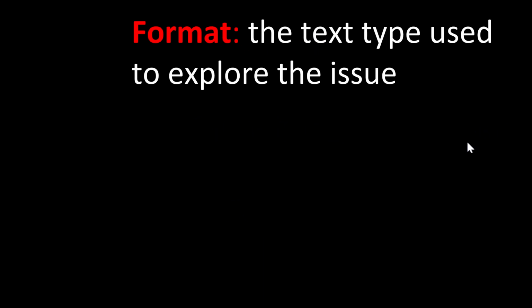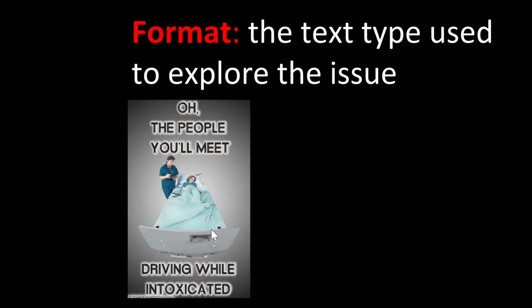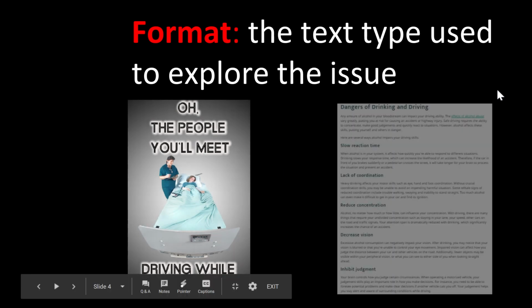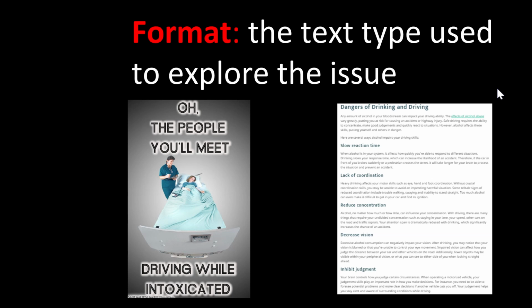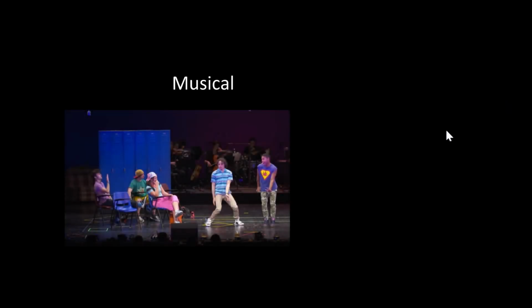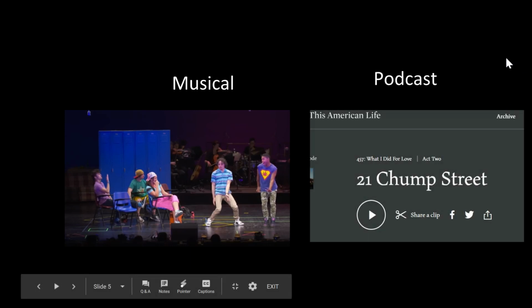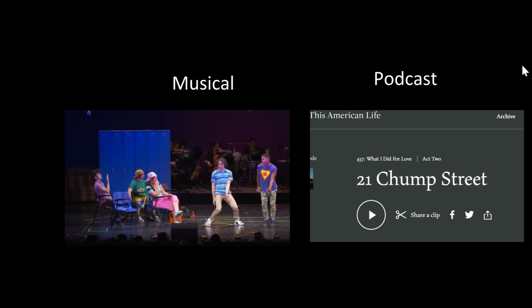Take, for example, drunk driving. If you wanted to explore this issue, imagine exploring it as a poster and the choices that you can make there, versus as a pamphlet, which provides you with very different choices. Another great example is with 21 Chump Street, the musical version versus the journalistic traditional podcast with interviews. And I'll put links below for you to check that out.